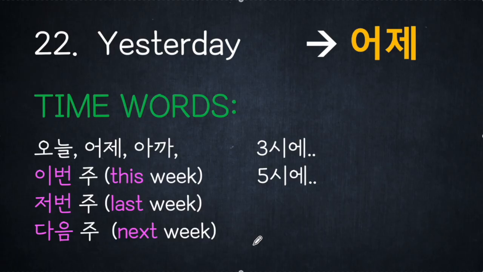And we also learned the time. So at 3 o'clock, at 5 o'clock, 5시에. If I say at 7 o'clock, what is it? 7시에. So 시 is a counting unit for time. 에 means at. You should be pretty good with it already.